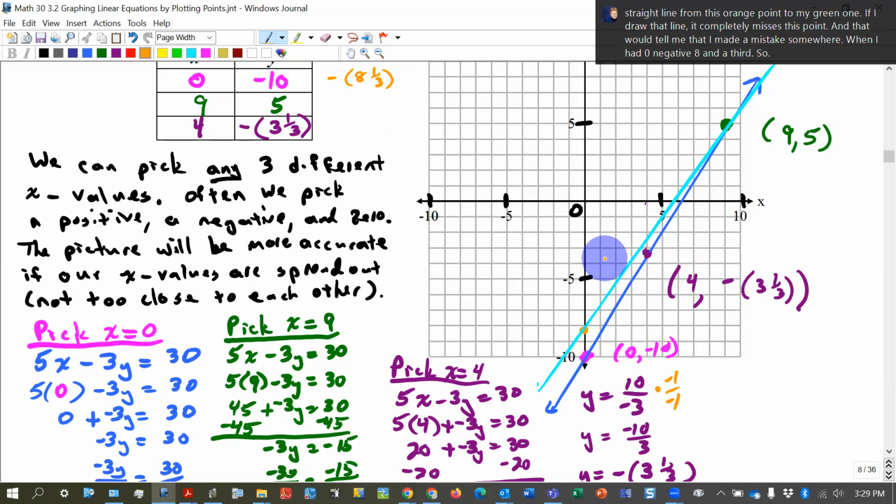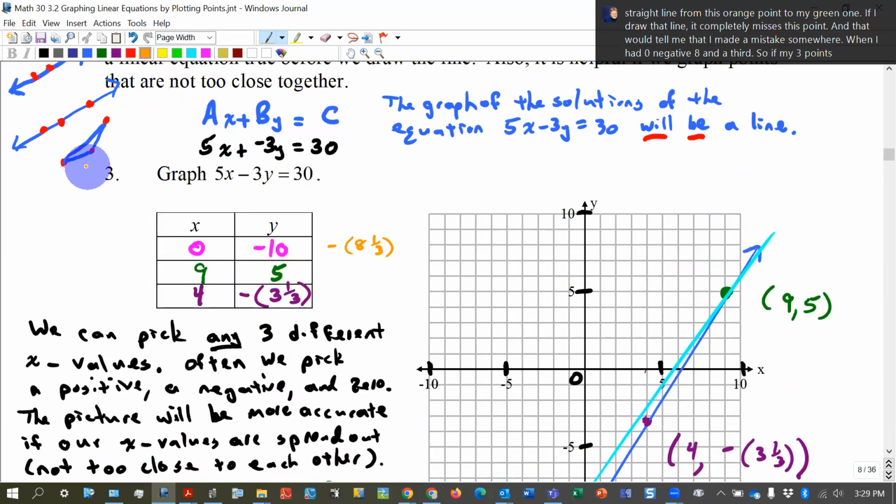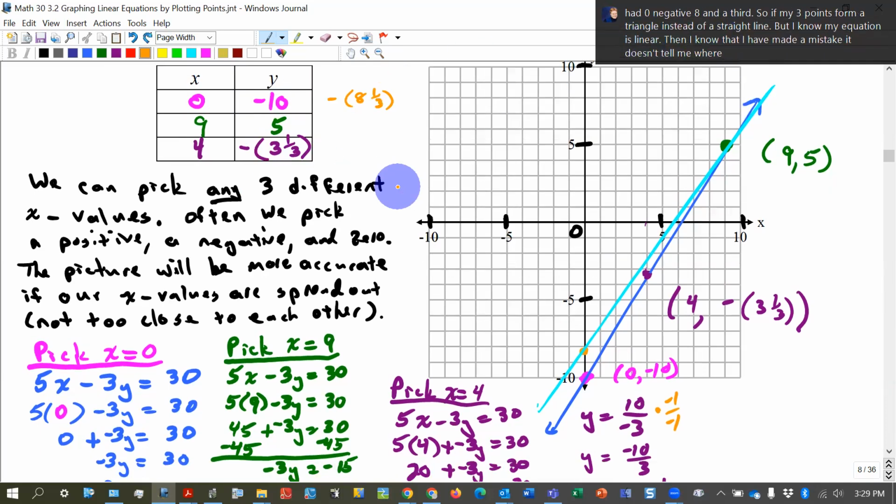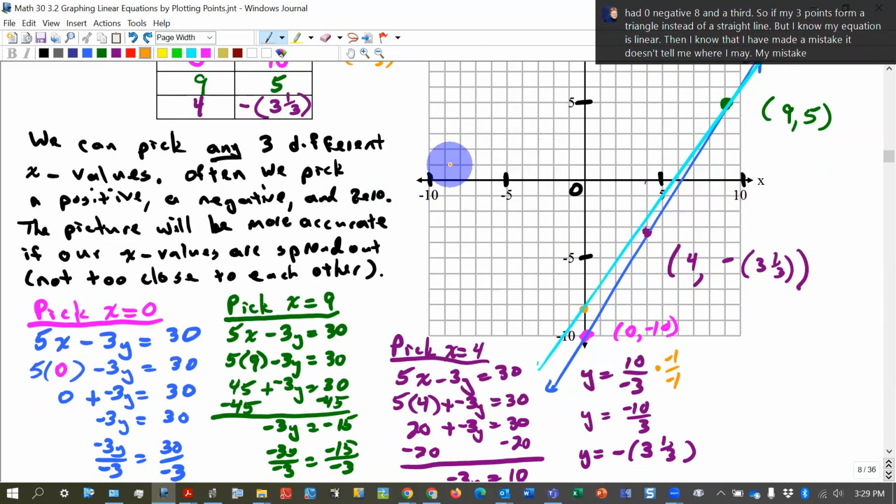So if my 3 points form a triangle instead of a straight line, but I know my equation is linear, then I know that I have made a mistake. It doesn't tell me where I made my mistake. It could have been from the very first thing I did to the very last thing I did to actually plotting the points. I could have actually gone backwards and interchanged x and y for one of my points.